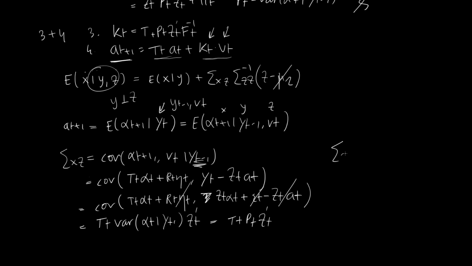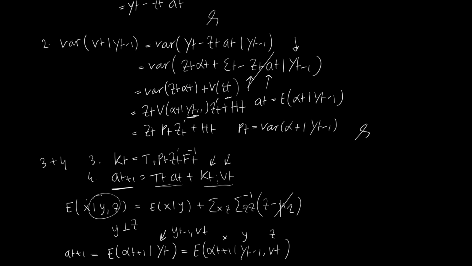Now for sigma_zz, this is simply the variance of V_t. But we already calculated that, and we found the expression F_t for this above. Remember? Here. This is basically F_t.